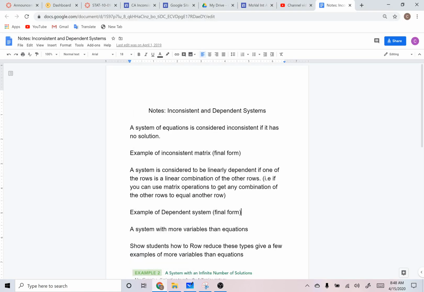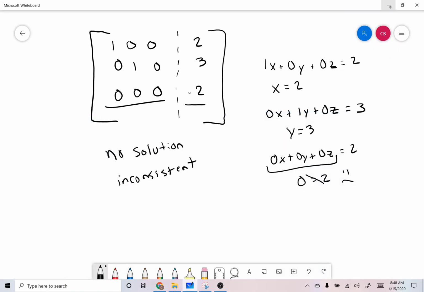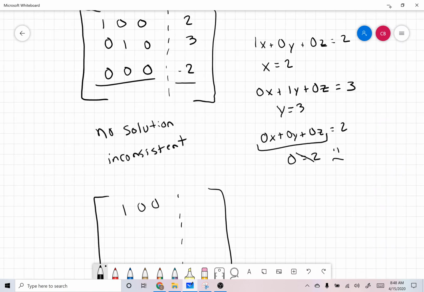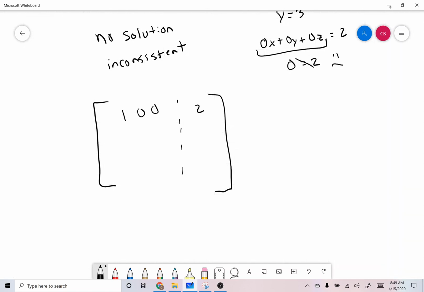A system is considered to be linearly dependent if one of the rows is a linear combination of the other. That is the difference between no solution and infinitely many, or a linear dependency. Let's take the same matrix. We had 1 0 0 2, we had 0 1 0 3, and 0 0 0 0 this time.